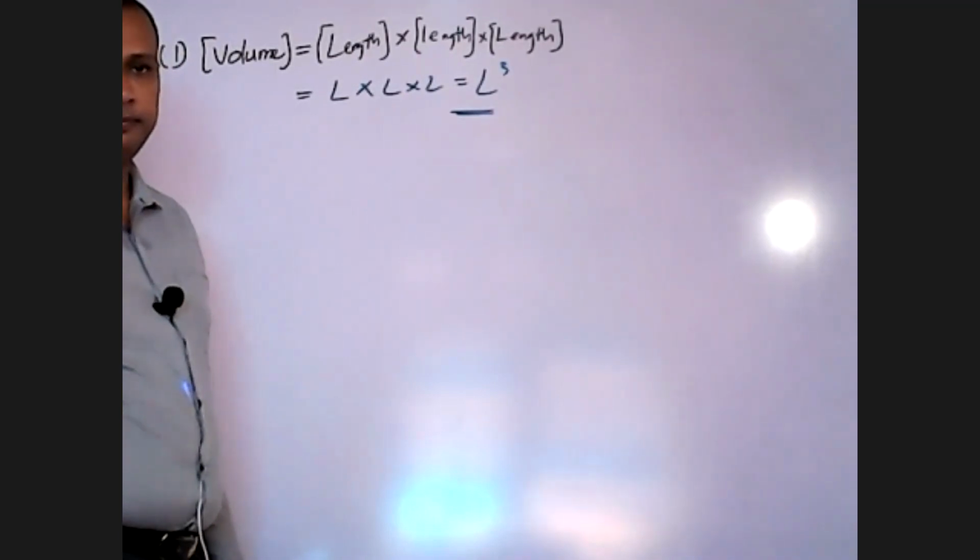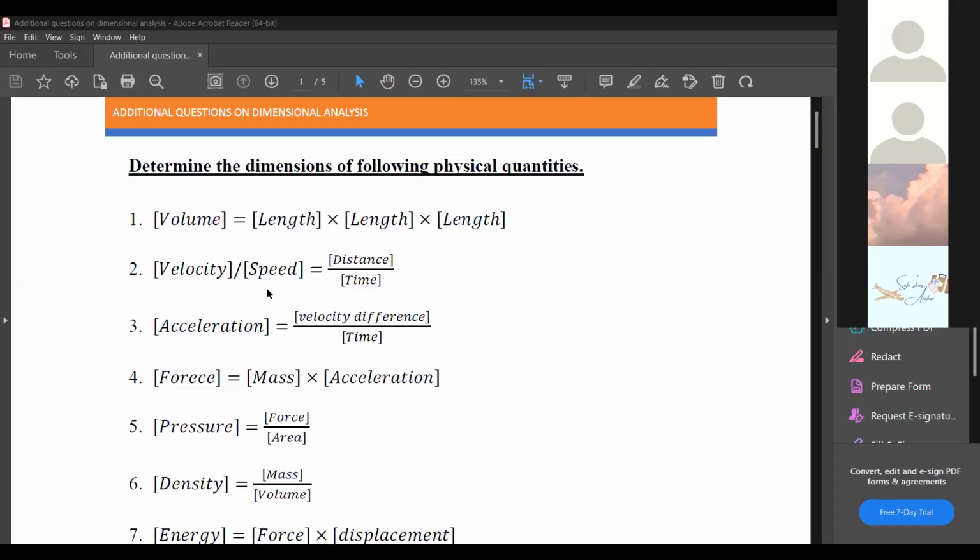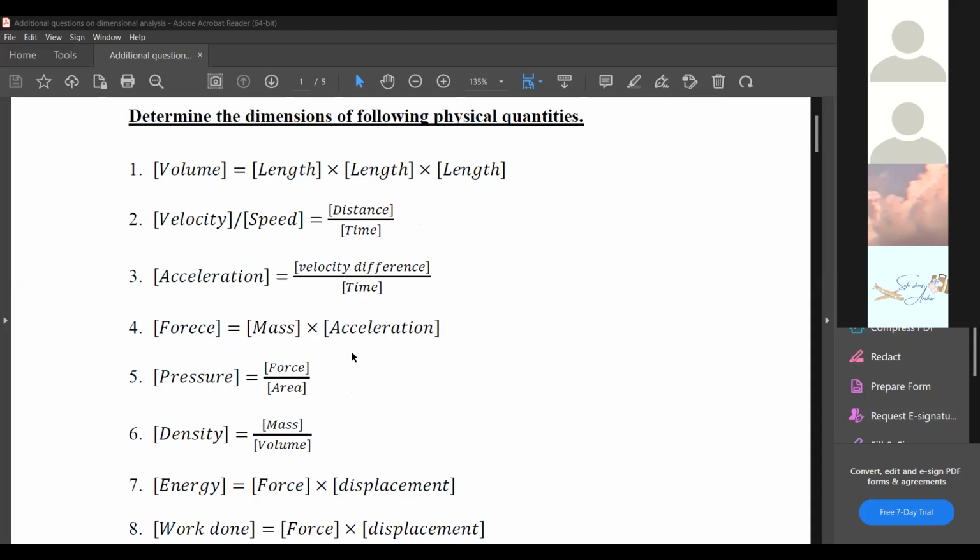Second one, we already did velocity. Third one, acceleration. Fourth one, force. Fifth one, pressure.